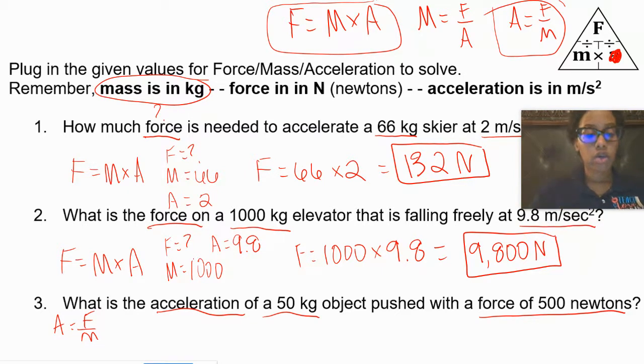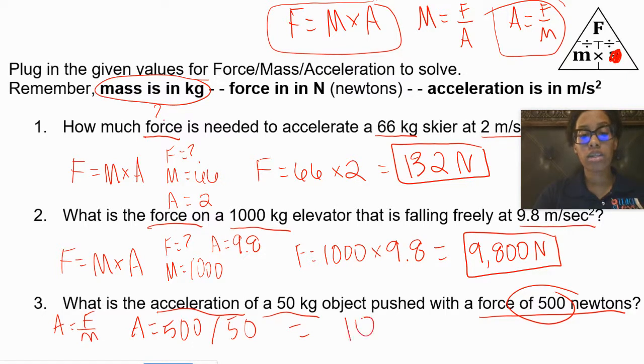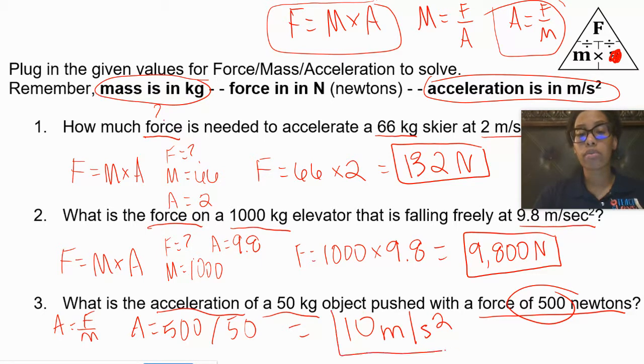All right, so my acceleration is equal to my force, 500, divided by my mass, which is 50, which is equal to 10. Now it says that acceleration is in meters per second squared. So my units are 10 meters per second squared.